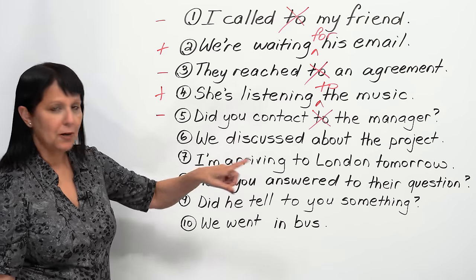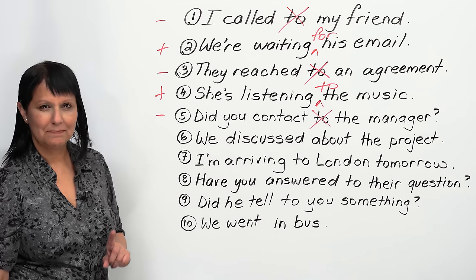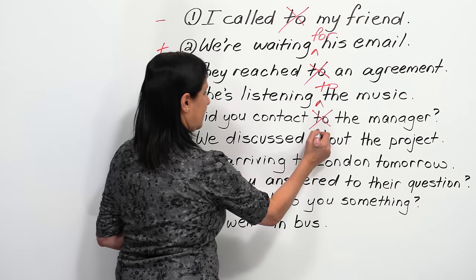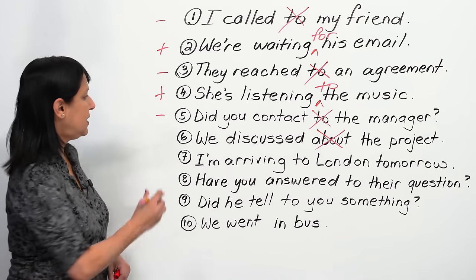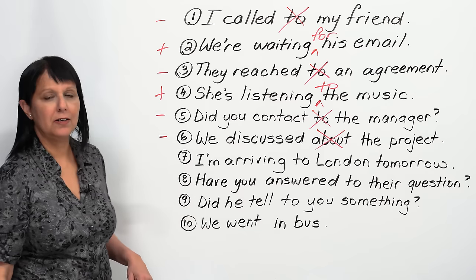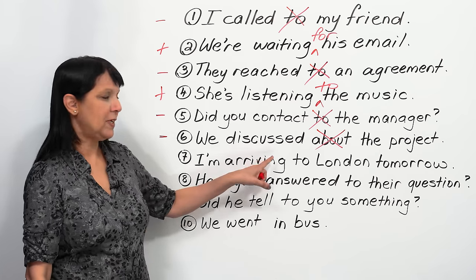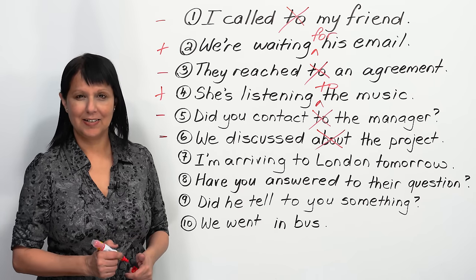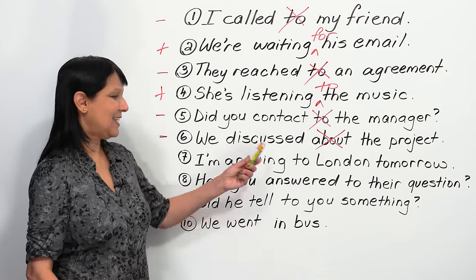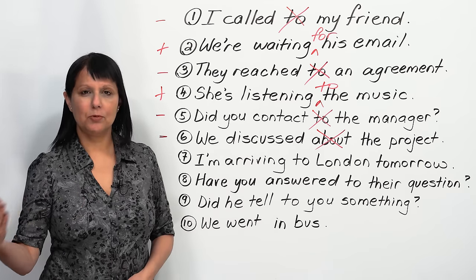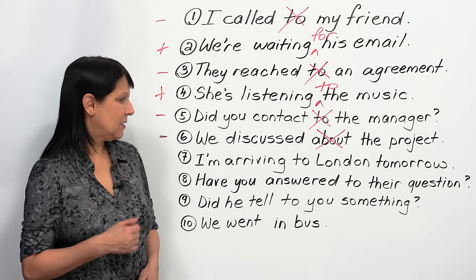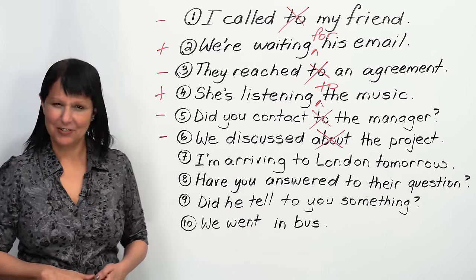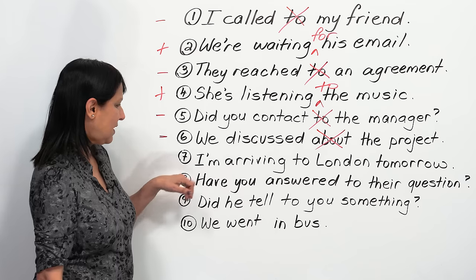All right, number six. We discussed about the project. What's wrong there? Again, we don't need that word. We just say, we discussed the project. We discussed the idea. Okay? Say it after me. We discussed the project. Good. Good for you.